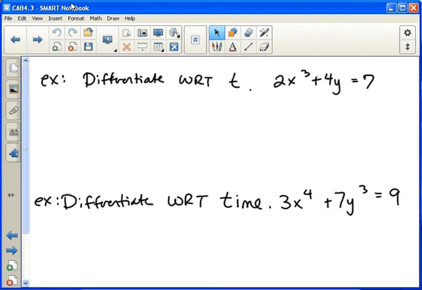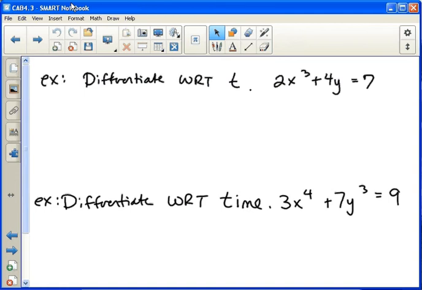In previous lessons, we've talked about implicit differentiation as it relates to taking the derivative with respect to x. So we're usually solving for dy/dx. But you don't have to take the derivative with respect to x. In fact, the variable you take the derivative with respect to doesn't even have to be in the equation.